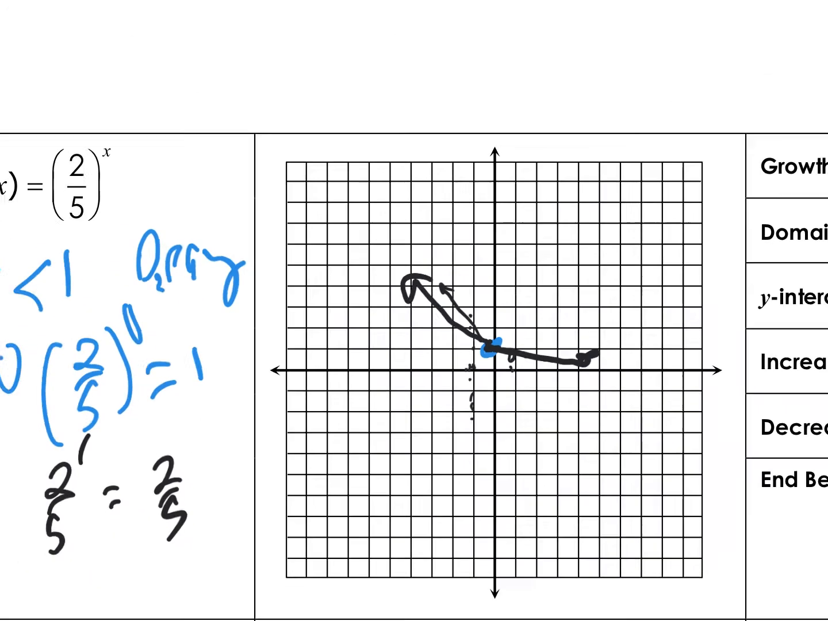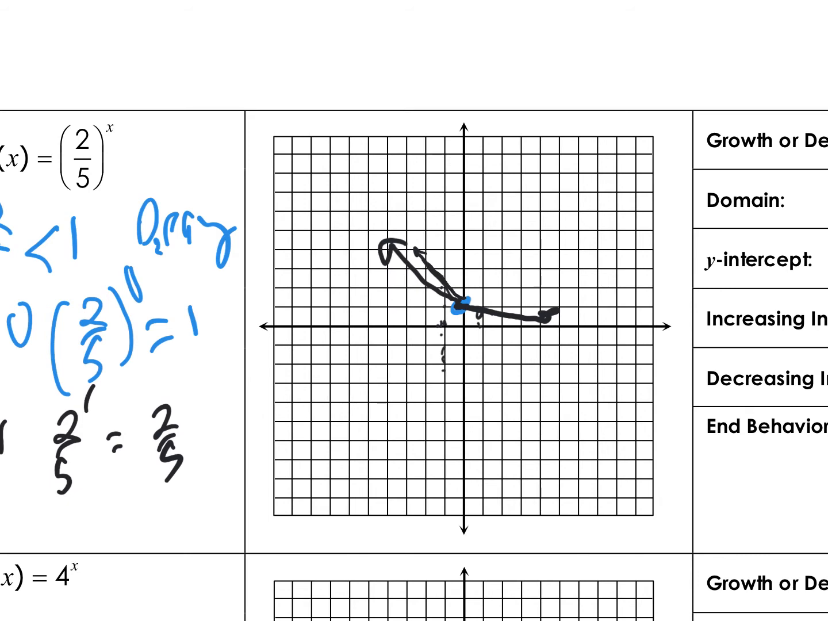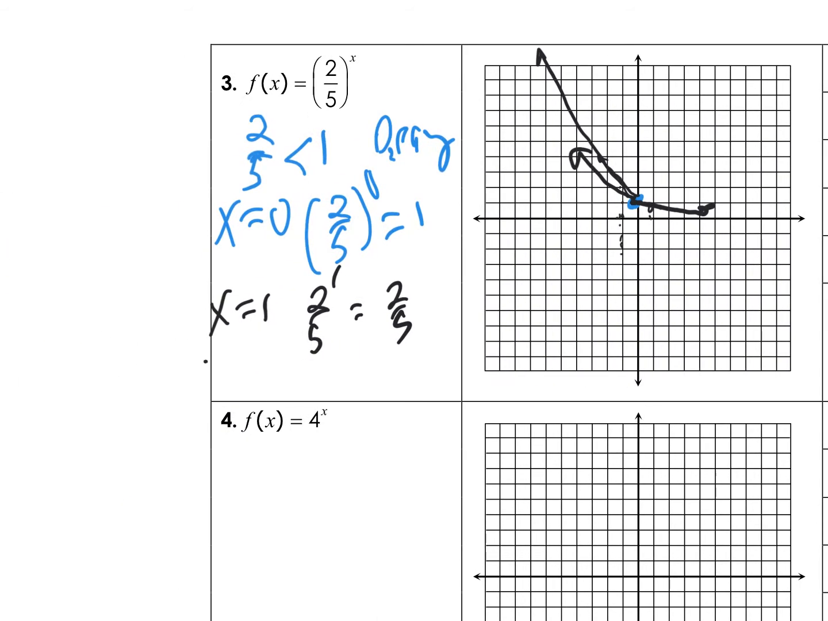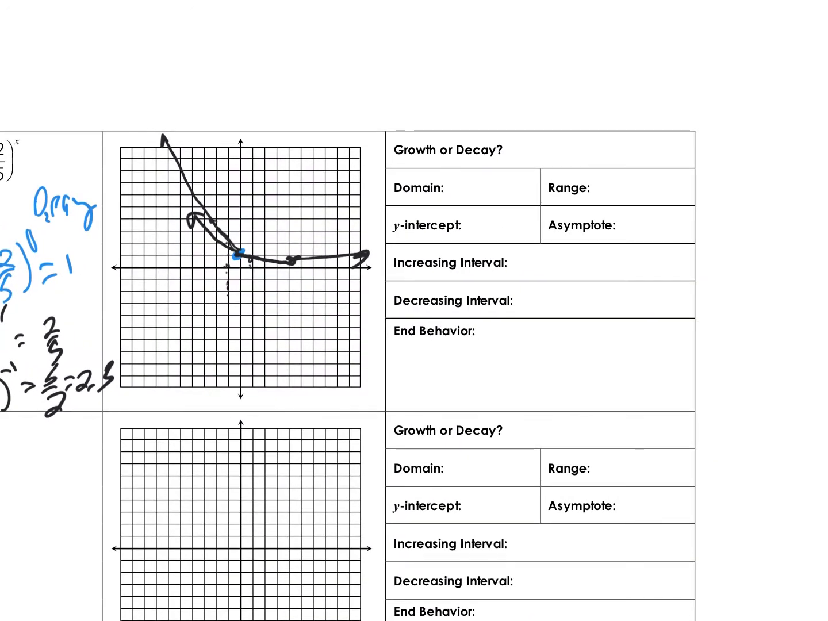So you can adjust it. Where did I get that point from? I said let x equal negative 1. 2/5 to the negative 1 really means 5 over 2, which is 2.5. Right. Boring answers. These are all the same answers we just had last couple problems.